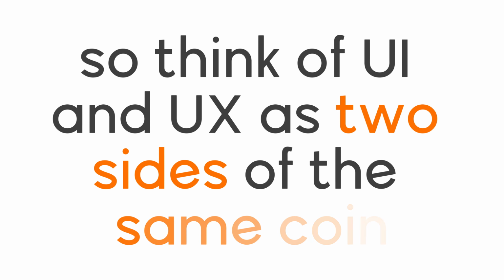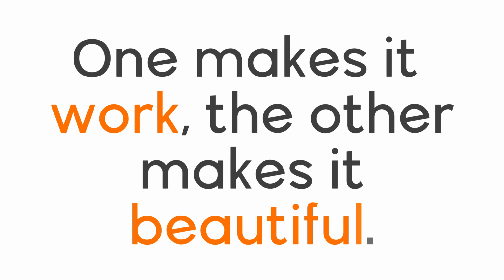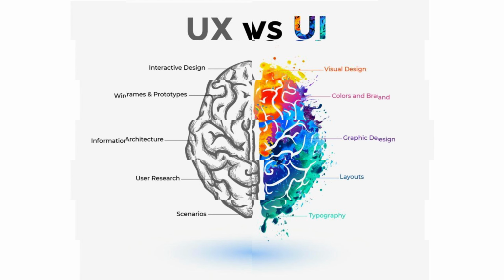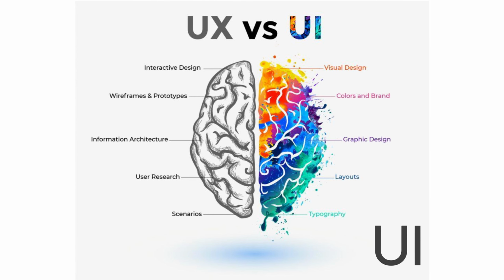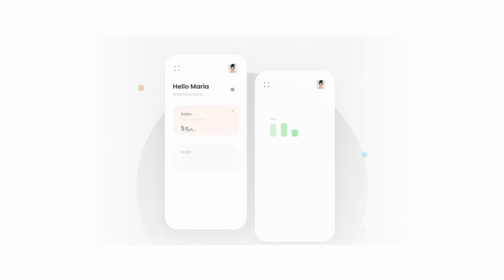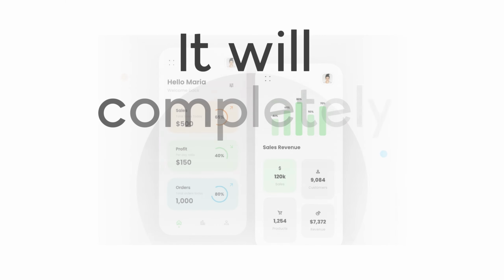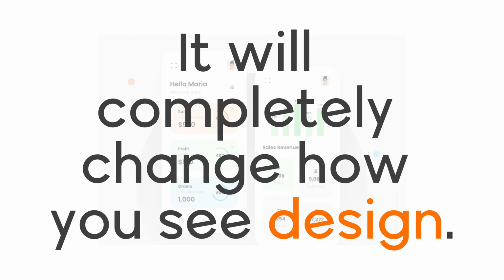So think of UI and UX as two sides of the same coin. One makes it work, the other makes it beautiful. Good design needs both of them. Now you know the difference between UI and UX. Next time you use an app, try to notice the UI and UX separately. It will completely change how you see design.